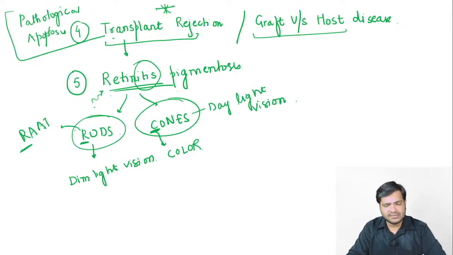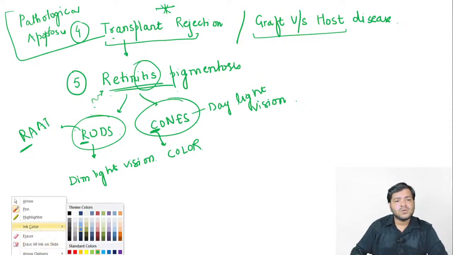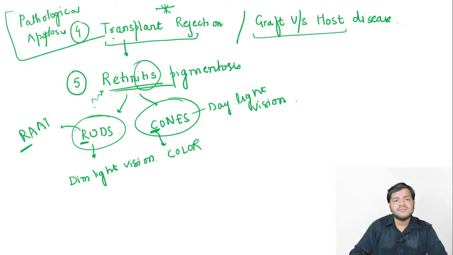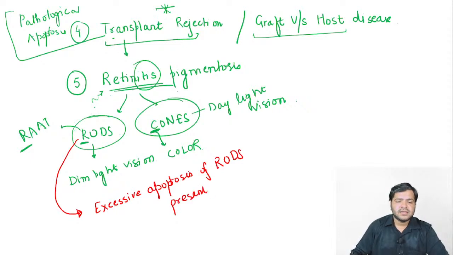it is the cones. Now guys, remember that it is the condition where there is, write down with a red marker, I'm linking pathology with ophthalmology right now, where you can see the excessive apoptosis of rods. If it is present, then it will lead to night blindness, okay, which is nothing but retinitis pigmentosa.